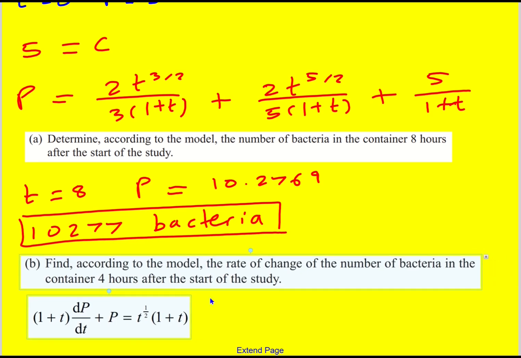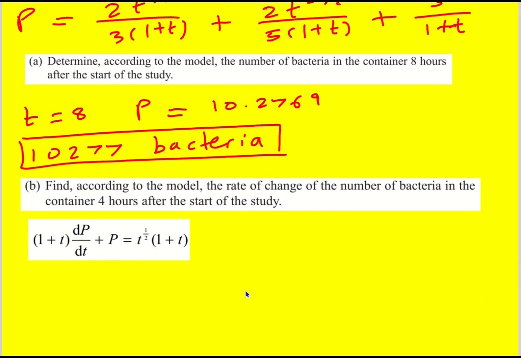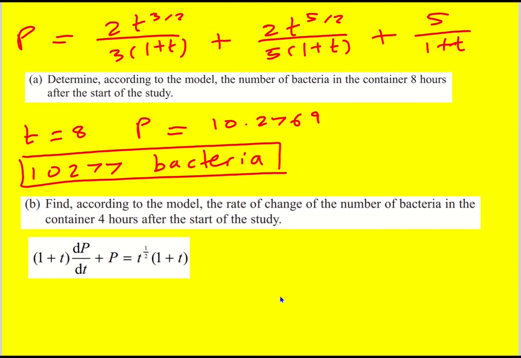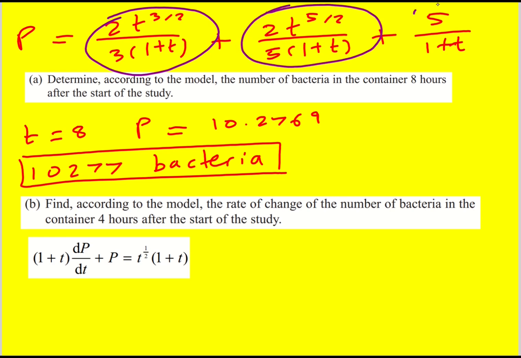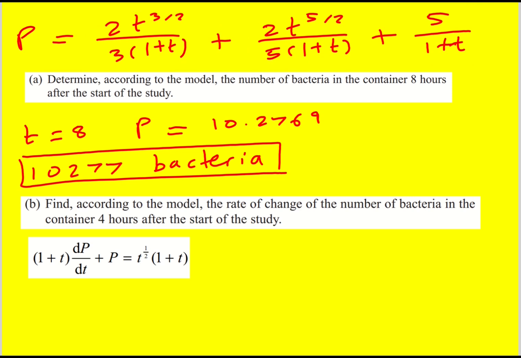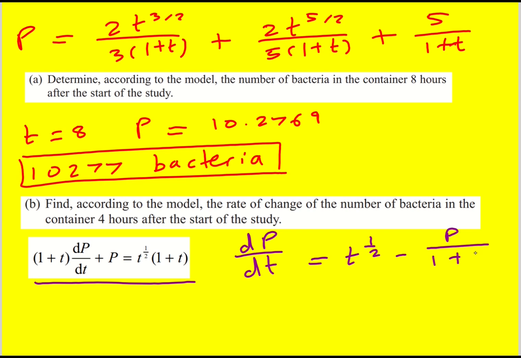In the next part, we're asked to find, according to the model, the rate of change of bacteria in the container 4 hours after the start of the study. Now, I took a little look at this and I thought, oh, really? Do I really have to differentiate this? That's the quotient rule twice, and then sub in 4. And of course, you can do it that way, but here's a sneaky way. You can return to the differential equation and actually just get the derivative back in terms of P. No differentiation required. Incredible. So dP by dt is actually going to equal t to the half minus P over 1 plus t.